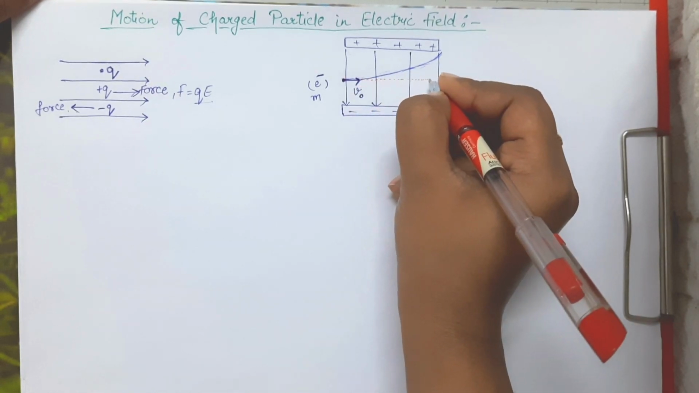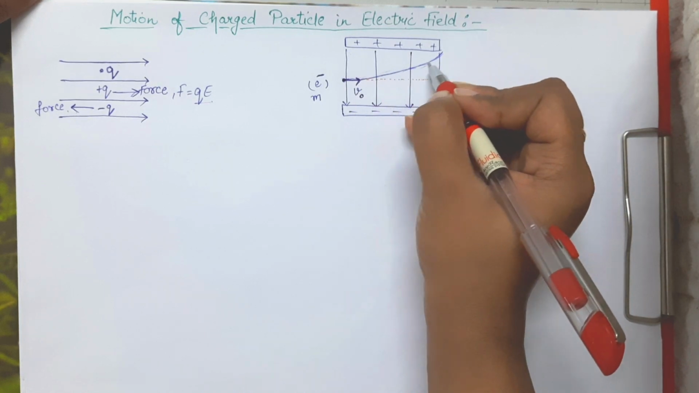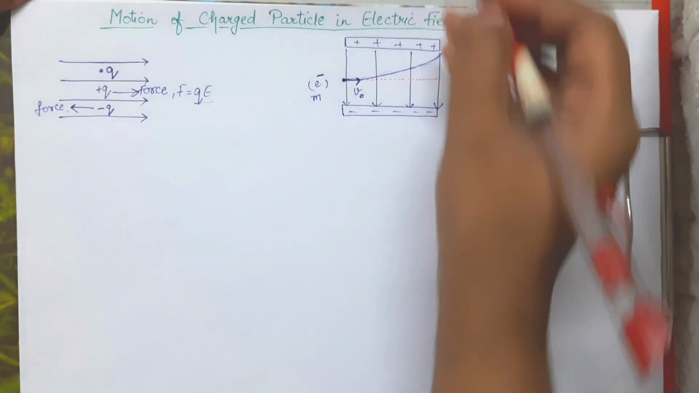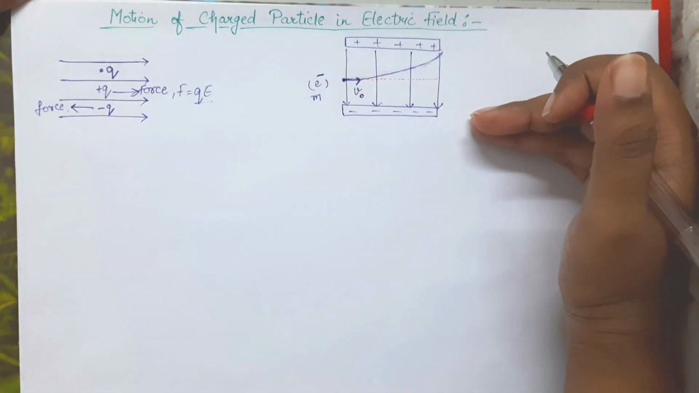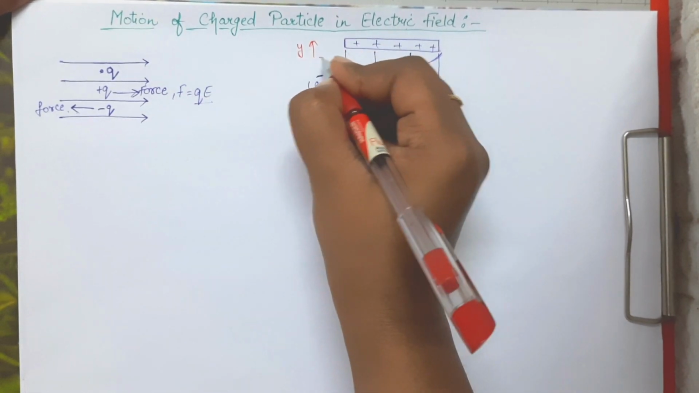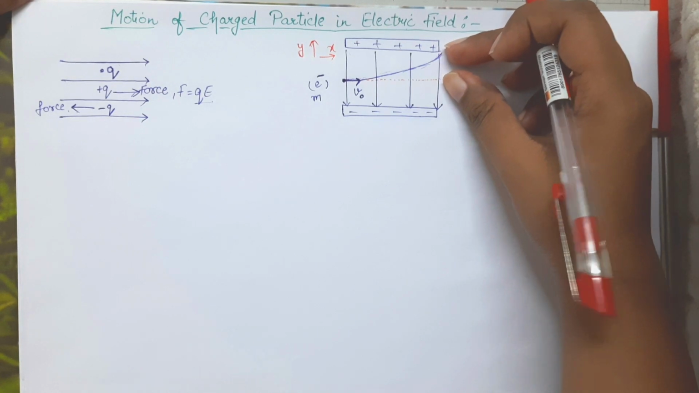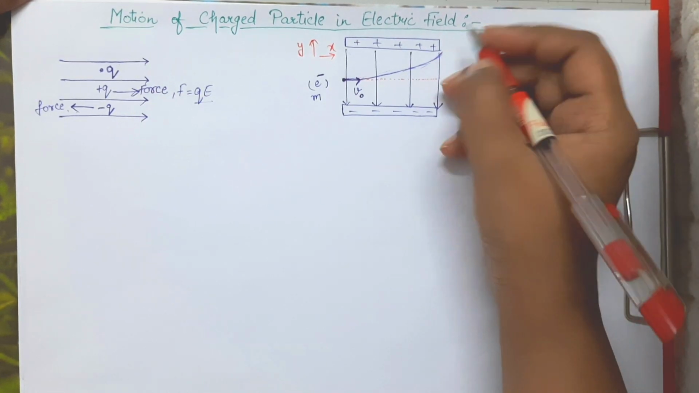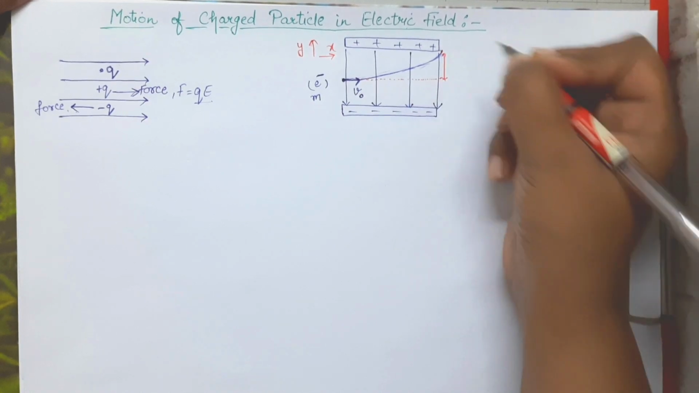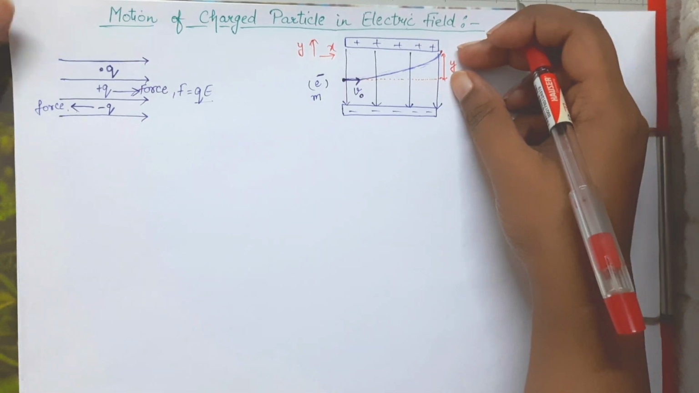But because of the presence of the electric field, it has deflected like this, along the y direction. Suppose we are taking this as the y direction and this direction as the x direction. It is showing some deflection along the y direction, this much deflection at this particular point. This is the y distance along which it has deflected.